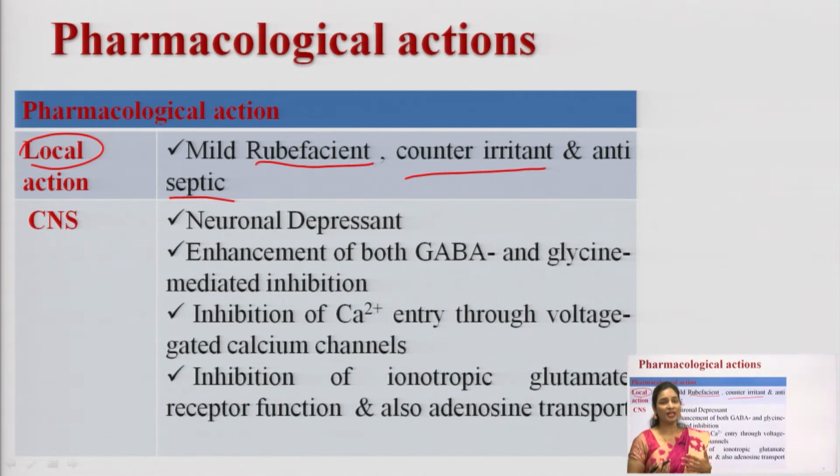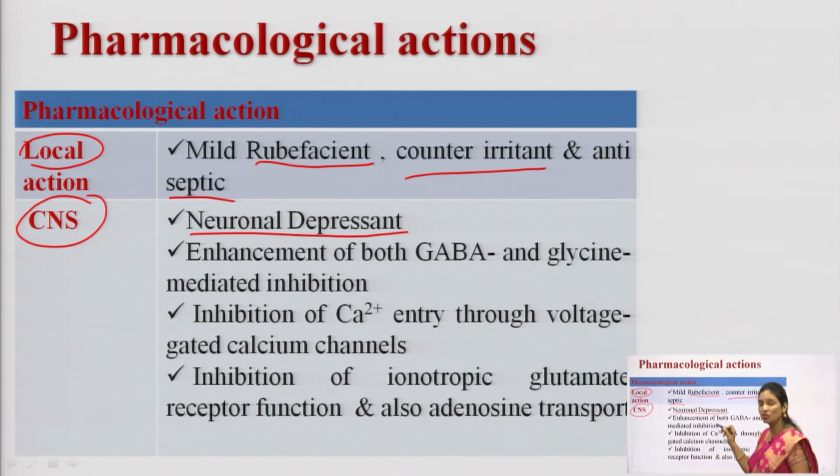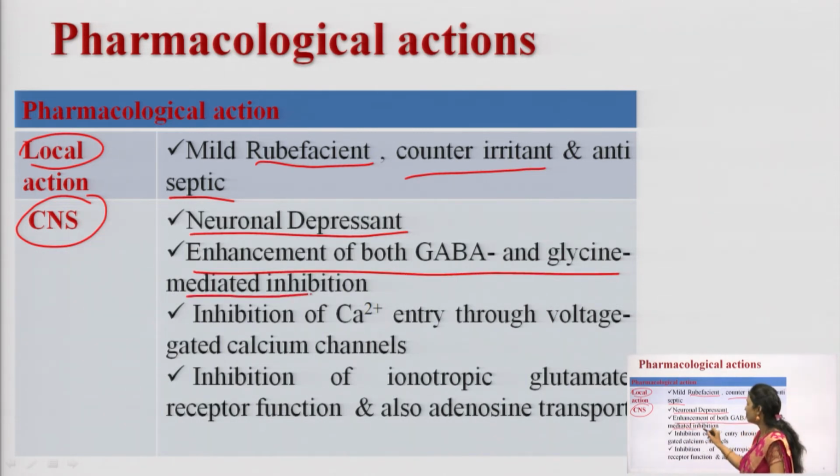And what are the systemic actions? First I am discussing the CNS. In the CNS you can see neuronal depression. Whenever you take alcohol, it causes CNS depression, it depresses the brain, and it enhances both GABA and glycine mediated inhibition. Because alcohol has a slightly sedative action, it will calm down the patient and decrease excitation. So, this is the drug which enhances GABA and glycine action, right.